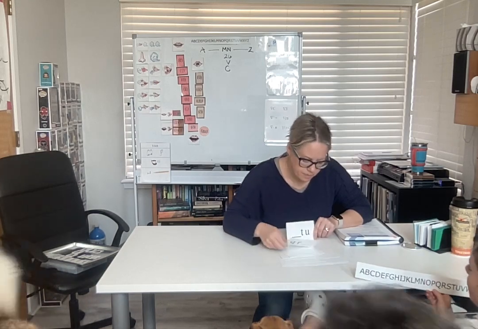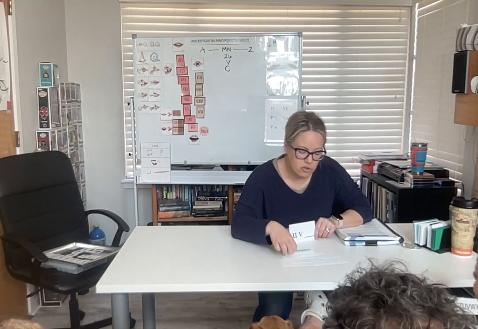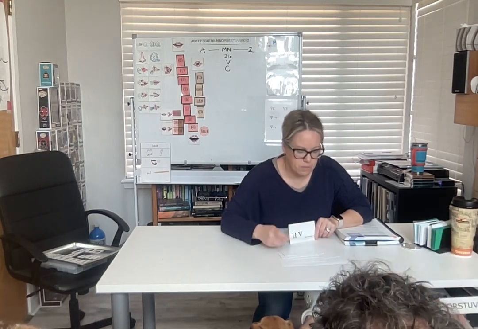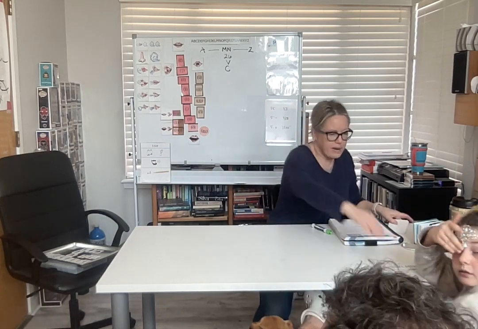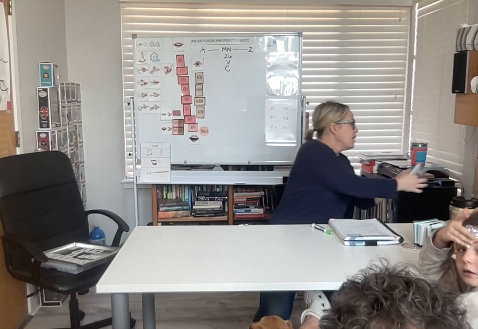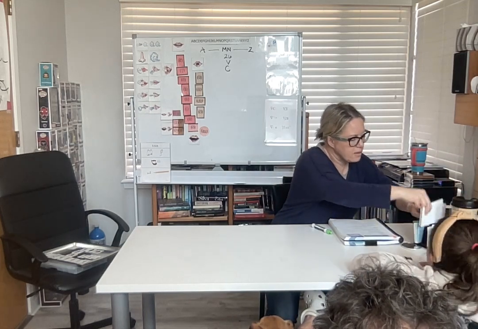Q, R, S. S, T, U. Let's try that one again. S, T, U. U, V, W. All right. And so when we alphabetize letters, we put them in order, and we also call that in sequence. Excellent. All right. Let's start our decks.